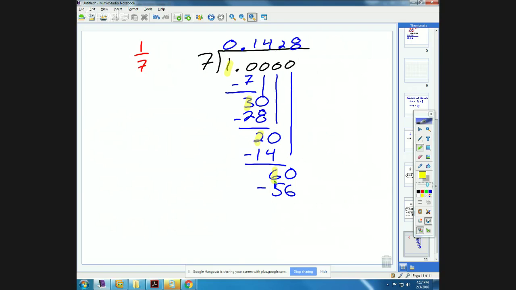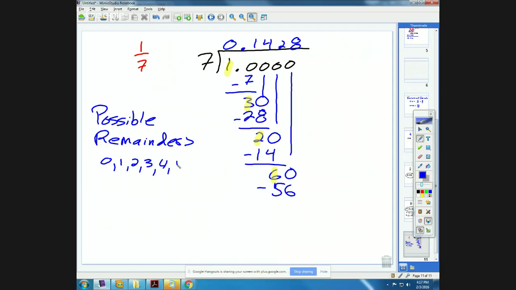Well, what are the possible remainders anyway? Anything below 7, yeah, so this is just a note. Possible remainders are 0, 1, 2, 3, 4, 5, or 6. If the remainder is 7, it means I didn't subtract enough out. That means I made a mistake. So these are the possible remainders. So there's only a limited number of remainders.